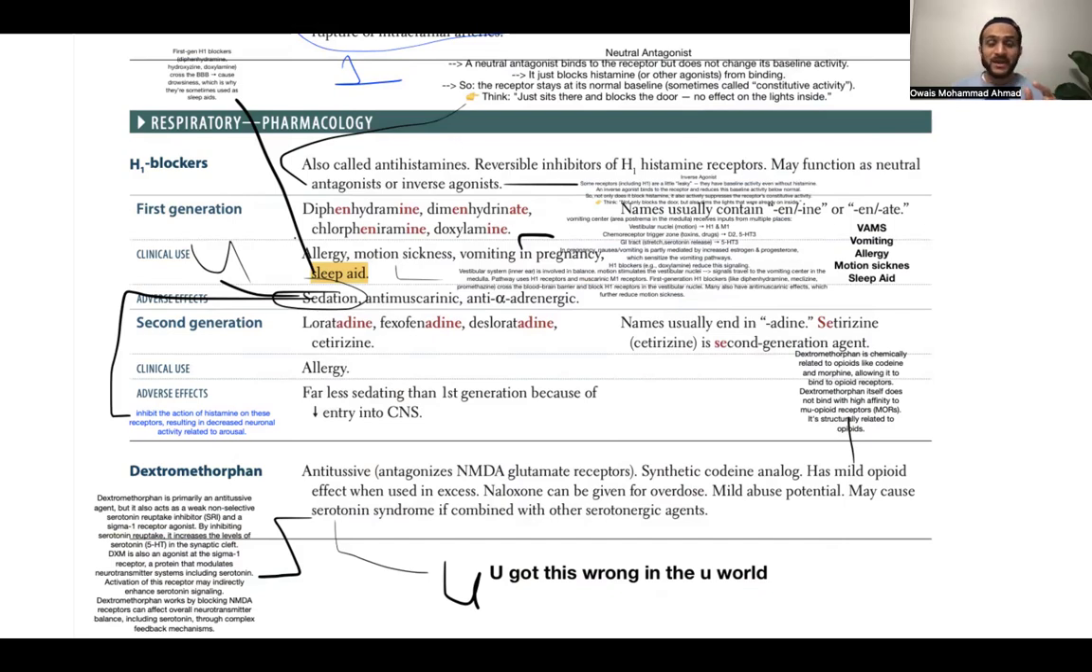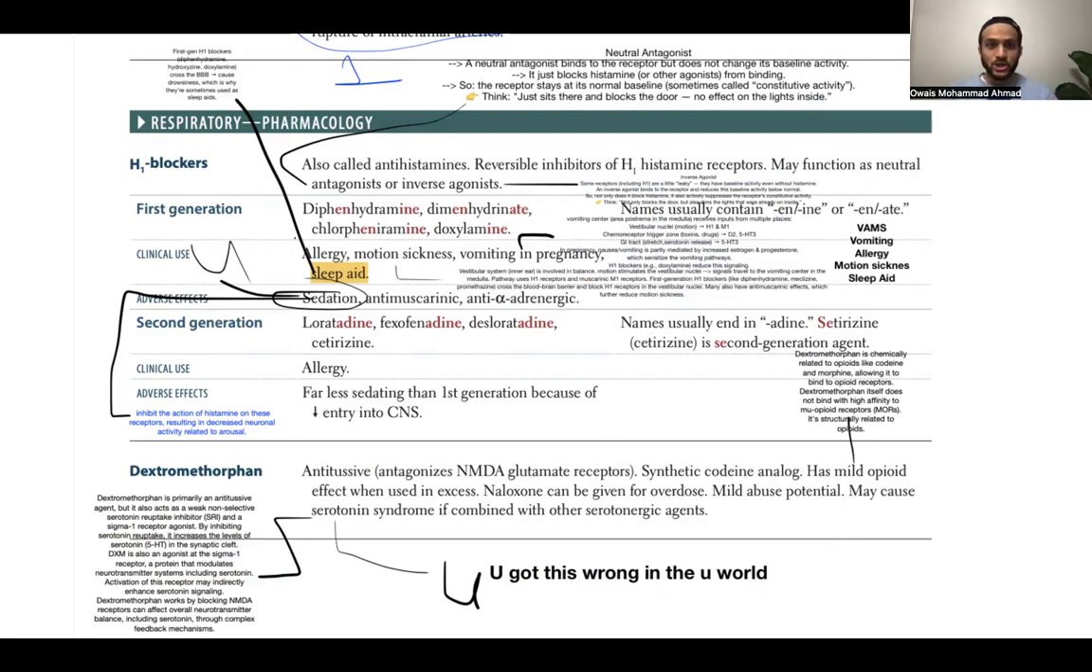The second use is as a sleep aid. They cross the blood-brain barrier and block H1 receptors, so they can cause drowsiness and be used as a sleep aid. Adverse effects: because they cross the blood-brain barrier, they cause sedation. Other adverse effects are antimuscarinic and anti-adrenergic. They block muscarinic receptors and alpha-1 receptors. Blocking alpha-1 receptors can cause hypotension, and blocking muscarinic receptors can cause constipation, urinary retention, and other effects.